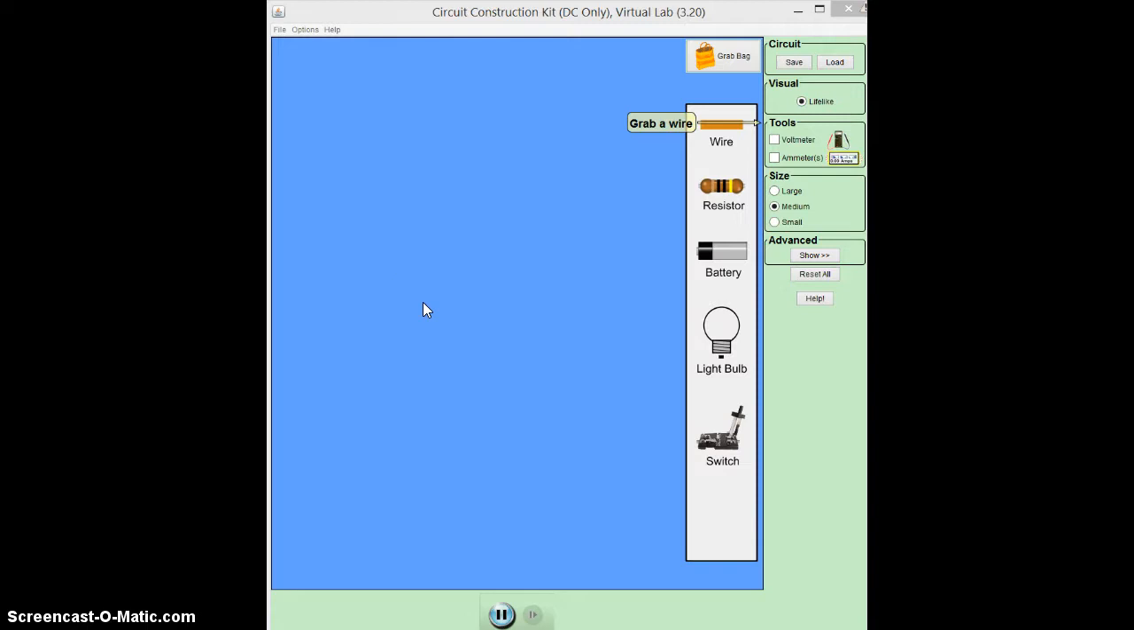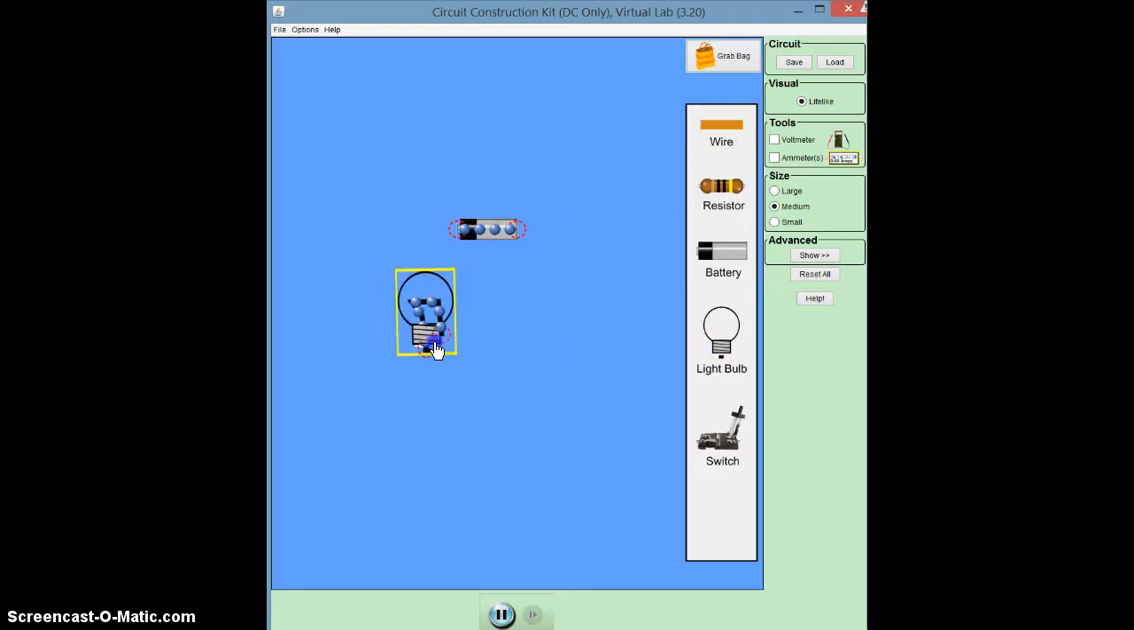So the first circuit in problem number 1 in the lab wants a circuit that consists of 2 wires, 1 bulb, and 1 battery. So I'm going to get the battery first, bulb, and then wire.